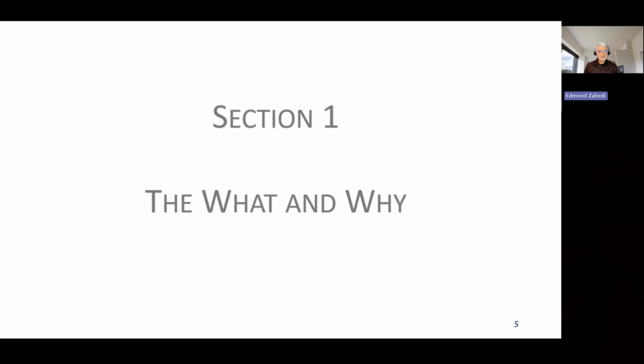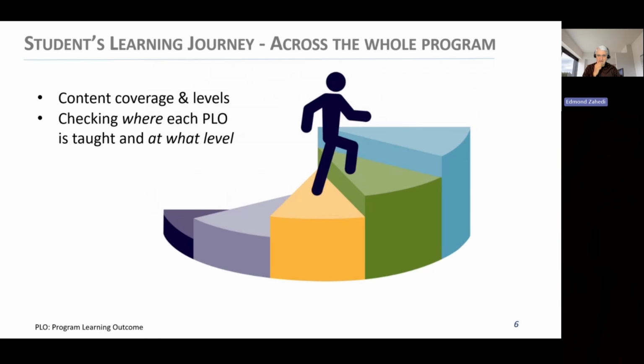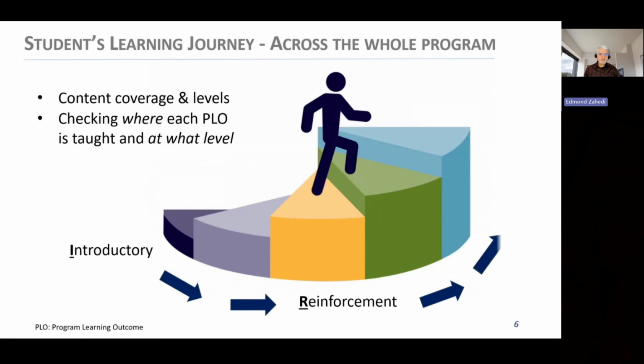First, let's talk about the purpose of course to program learning outcome mapping and the relevant definitions. To get straight to the point, we're interested here in evaluating how well courses align with the program learning outcomes. More specifically, we want to know where each outcome is addressed and at what level. Here we're talking about three levels: introduction, reinforcement, and advanced. The goal here is to confirm that progression is coherent at the program level.